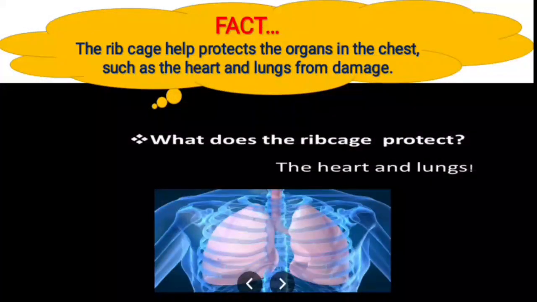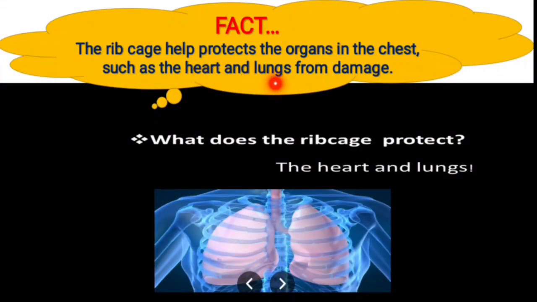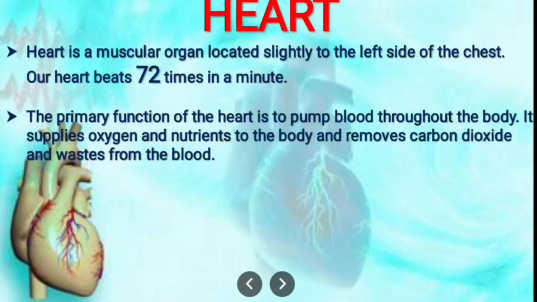Coming to the next internal organ. Before that, let us know one fact. Rib cage. The rib cage holds the organs in the chest, that is heart and lungs, from being damaged. So what does the rib cage protect? It protects the heart and lungs. Moving ahead to the next organ is heart.